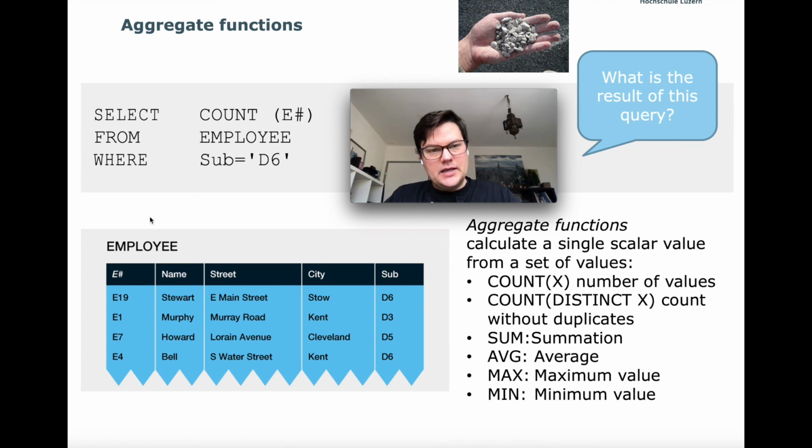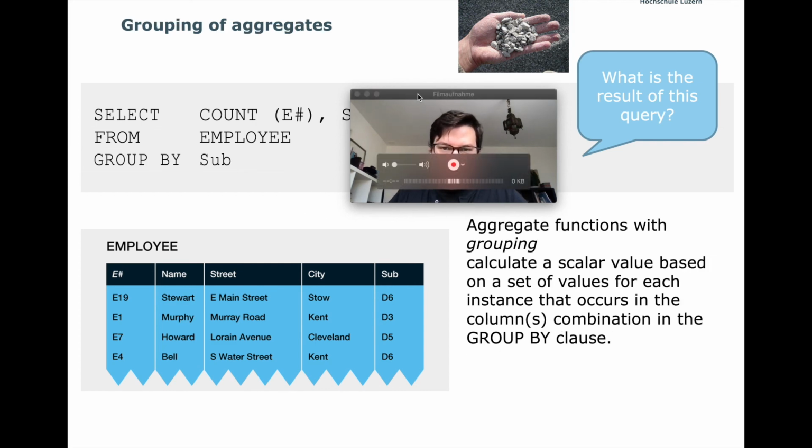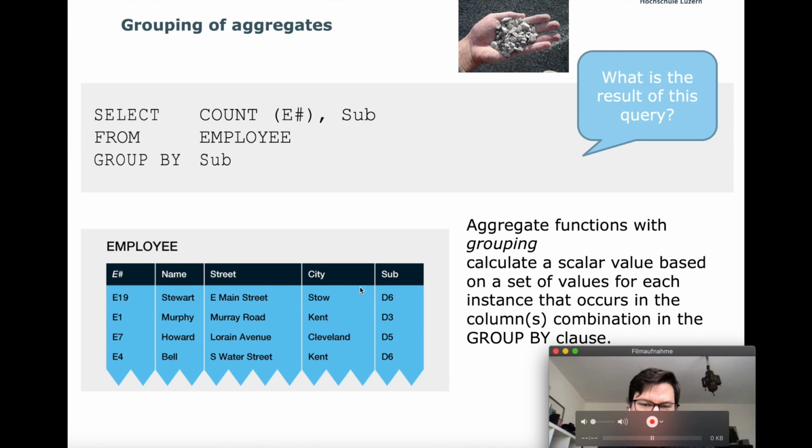Now let's look at this SQL syntax. Select count employee number from employee where sub equals D6. What do you think is the result of this query? That's right, 2, the number 2. We have 2 employees with sub equals D6. Now this can also be grouped. So instead of just selecting where sub equals D6, we can group by the variable sub, and then this counting is computed for every value of this column.